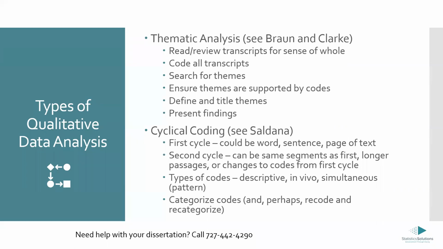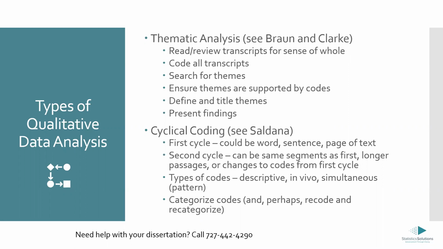And then in the second cycle, you basically make another pass through your data. Okay. And this is kind of similar to ensuring themes are supported by codes and searching for themes. It kind of combines all of this, where you're making sure that everything fits together. So you may identify new codes. You may identify that two codes really are essentially talking about the same thing. So you can eliminate one because it's redundant.